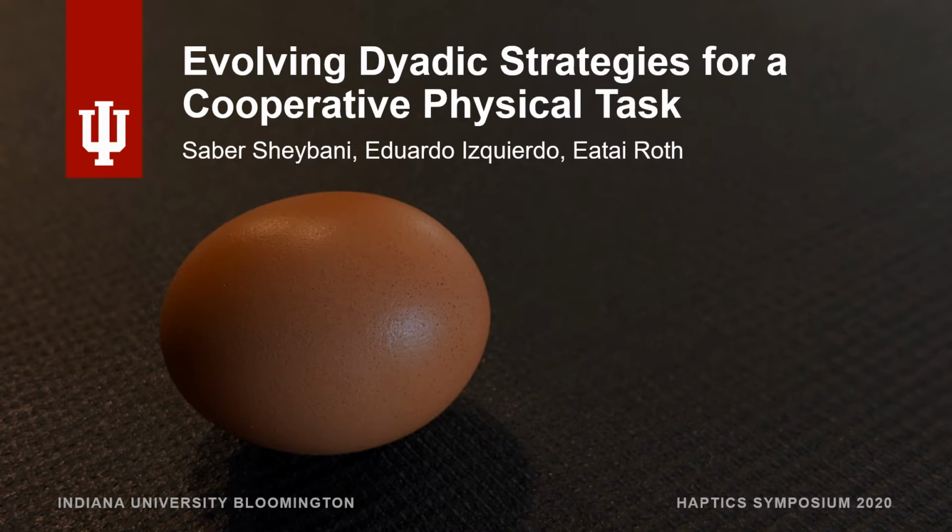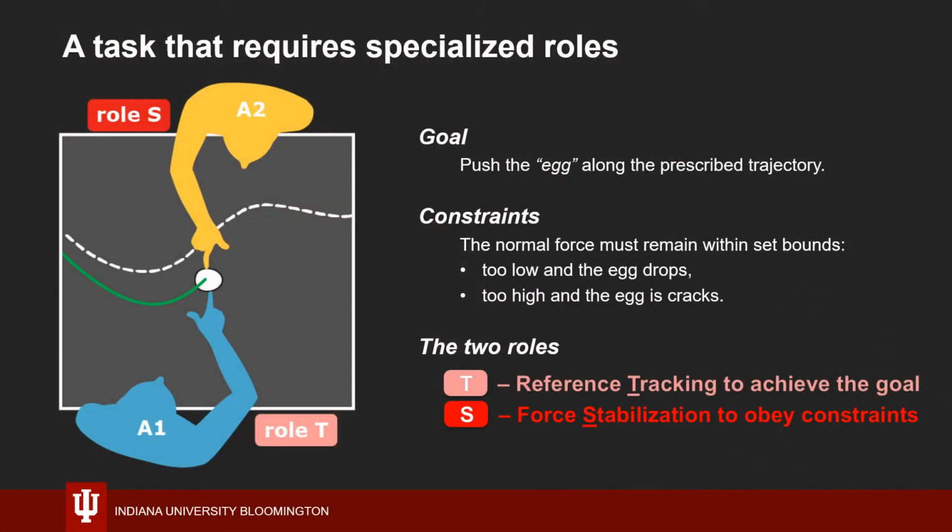When we dance with a partner, receive a package from a delivery person, or help a friend move a piece of furniture, we coordinate action with another person. These cooperative tasks are often achieved without any verbal communication, relying solely on visual and haptic cues. In this work, we ask how partners might use these nonverbal cues to delegate specialized roles.